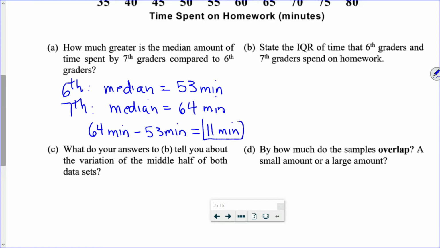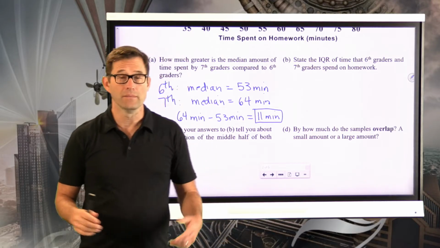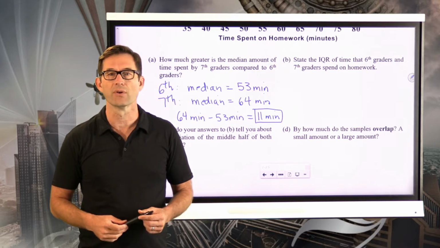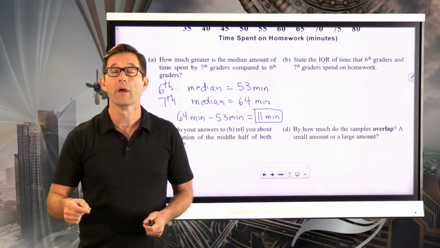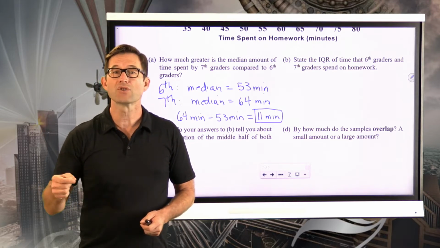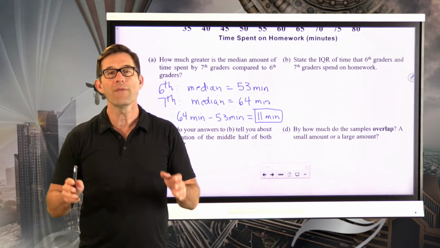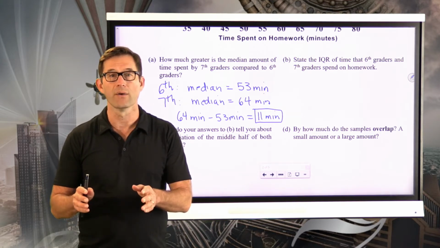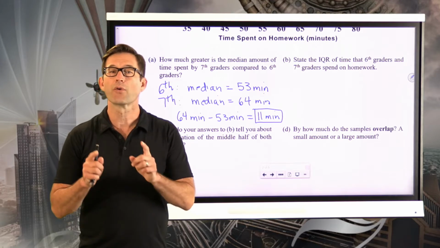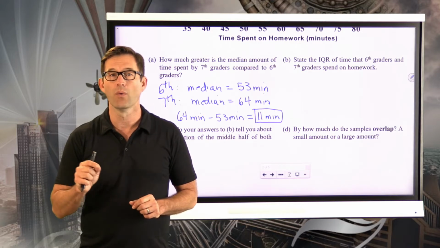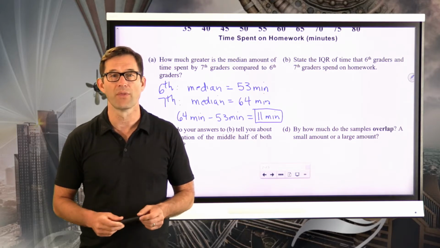So that would immediately argue that, not surprisingly, 7th graders seem to, on average, using median as average, be spending more time on homework than 6th grade students. Now our question becomes letter B. State the IQR of the time 6th graders and 7th graders spend on homework. Now this is going to take us a little bit more time, but we know that the IQR is the 3rd quartile value minus the 1st quartile value. So for each of these two box plots, what I'd like you to do is try to figure out what the IQR is. Pause the video now and see if you can come up with those.